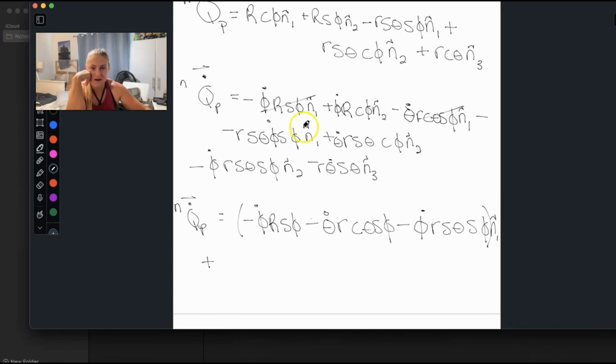Then we're going to work on the 2's. So we have a phi dot r cosine phi. And oh, my goodness.